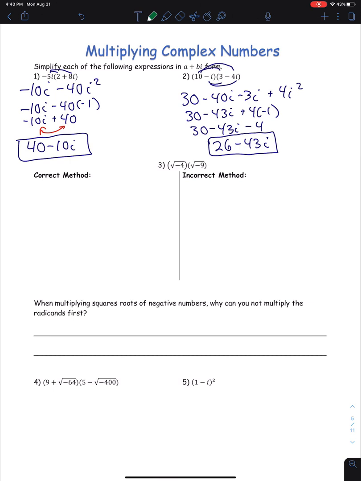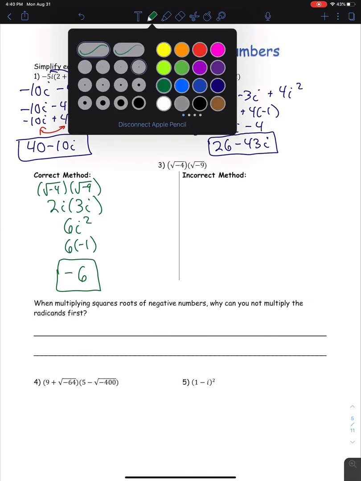So when you multiply radical negative 4 times radical negative 9, that becomes 2i times 3i. 2i times 3i will be 6i squared. Well, remember the i squared is negative 1, so it's 6 times negative 1, which is negative 6. That is our correct answer.